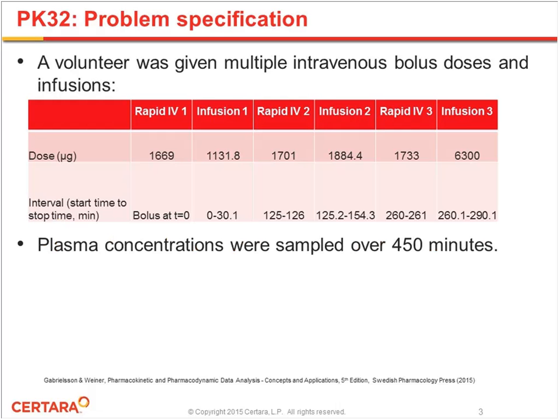So here's a problem specification. In order to study the pharmacokinetics of this endogenous compound, a volunteer was given multiple intravenous bolus and infusion doses of this compound, as summarized in this table. As you can see, this is a highly variable dosing scheme with several bolus followed by infusion doses. And plasma concentrations were sampled over 450 minutes.